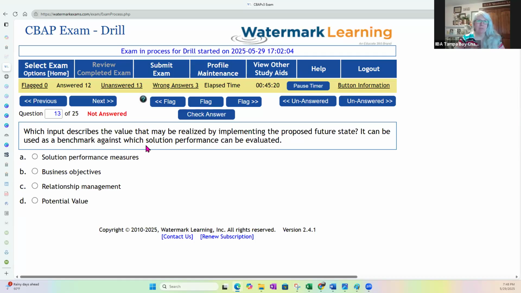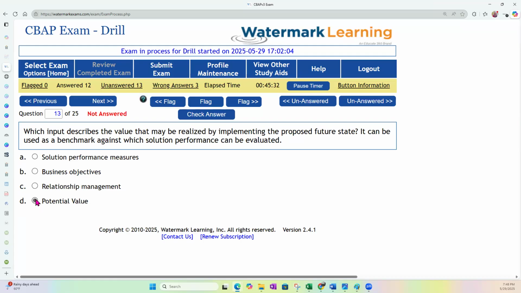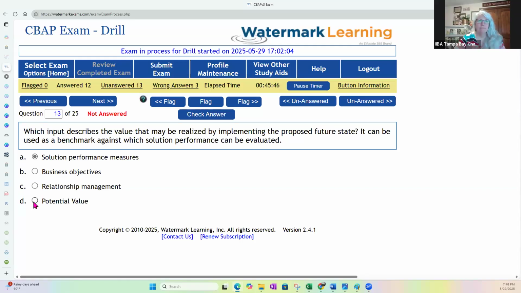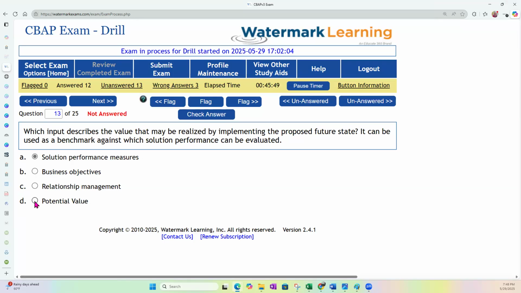And it can be used as a benchmark against which solution performance can be evaluated. Irina suggested potential value. Anybody else? I go with A, but I mean, I know that we are solving the questions from the last knowledge area, but I cannot justify it. Meanwhile, I might be able to justify it this way: for solution performance measure, we can get help from the future state descriptions as well.